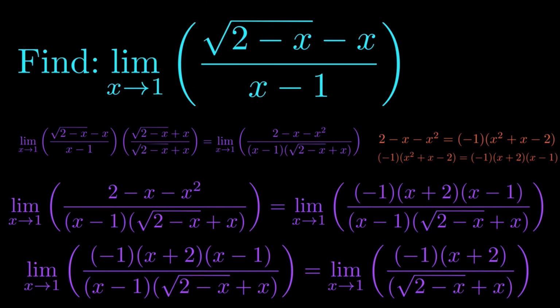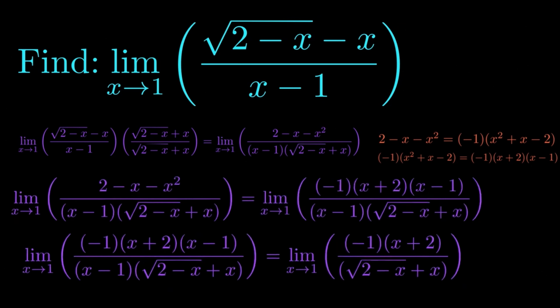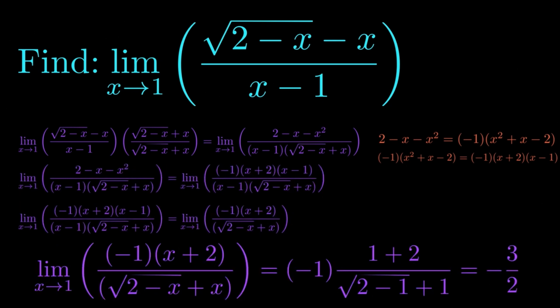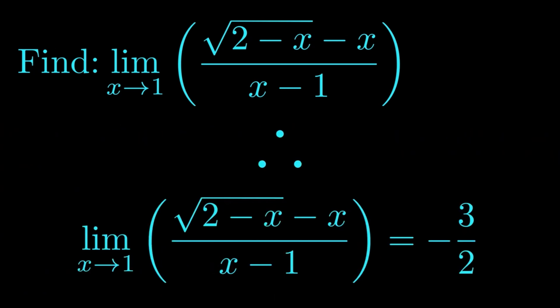We can go ahead and cancel those, and we have the limit as x approaches 1 of minus 1 multiplied by x plus 2 divided by the square root of 2 minus x plus x. Now what we can go ahead and do is let x tend to 1. So we have minus 1 multiplied by 1 plus 2 divided by the square root of 2 minus 1 plus 1, which is equal to minus 3 over 2. Therefore, we have the limit as x approaches 1 of the square root of 2 minus x divided by x minus 1 is equal to minus 3 divided by 2, which is the final answer to this problem.